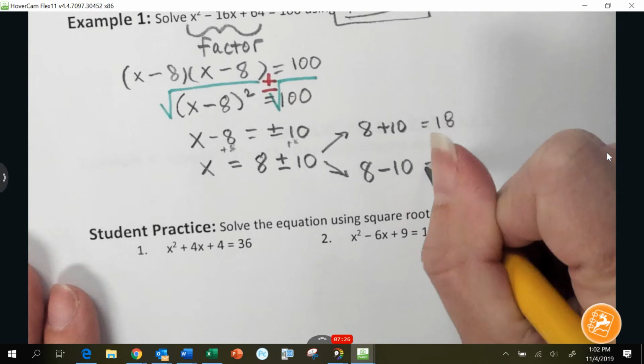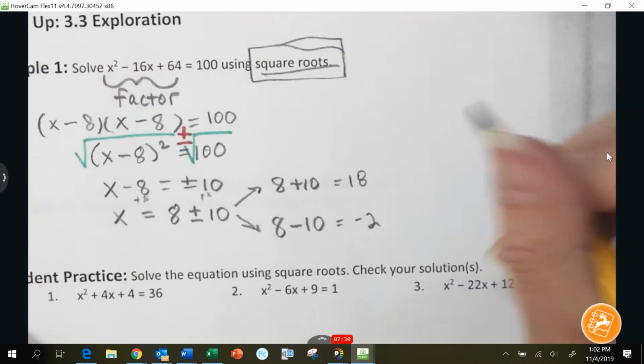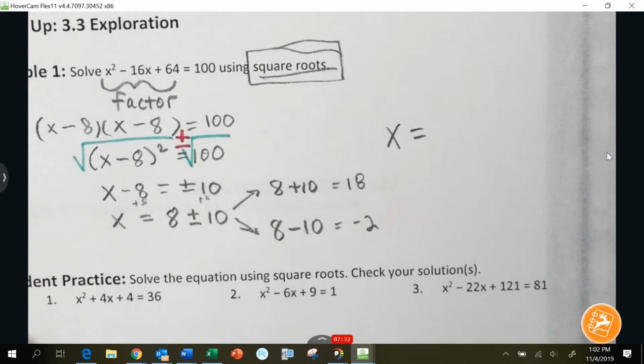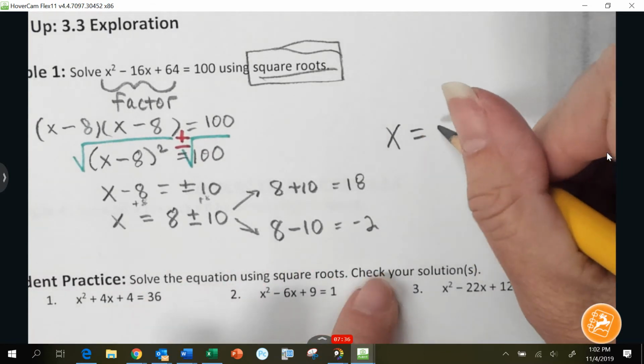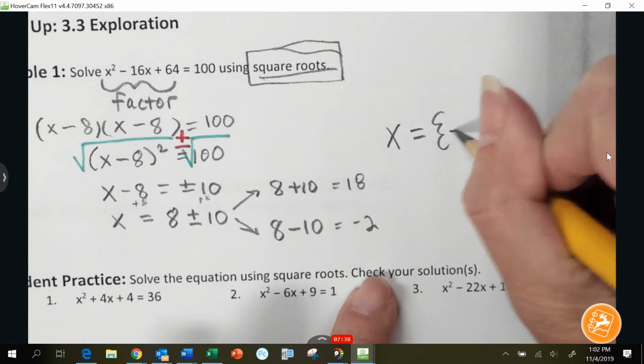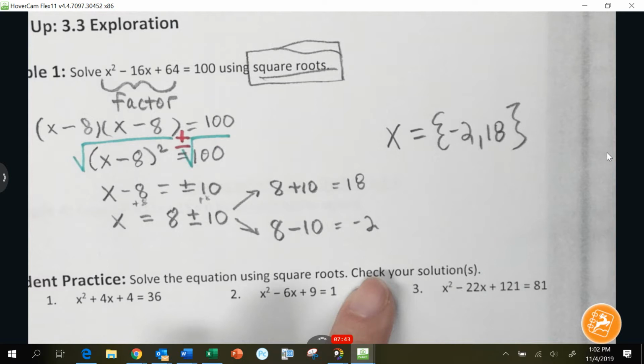18 and negative 2. Wait, so can we not end it off with x equals 8 plus or minus 10? No, because if you can add those together, then you will add those together to find your 2 answers. Remember, we're doing quadratics, so you're going to get 2 answers for every single one of these until we get to chapter 4. So enjoy it now.